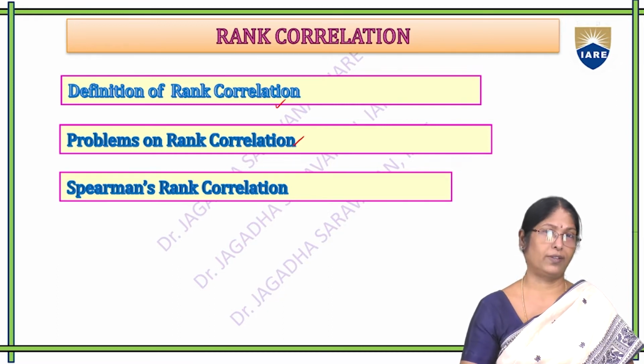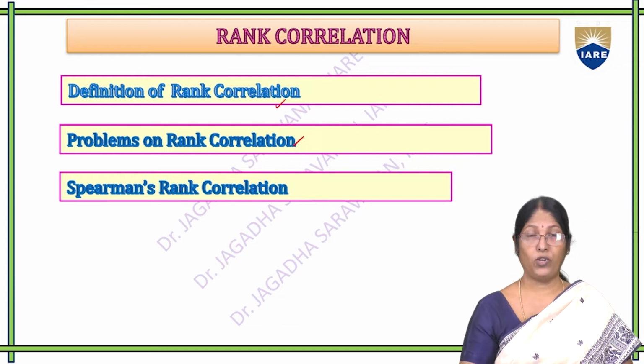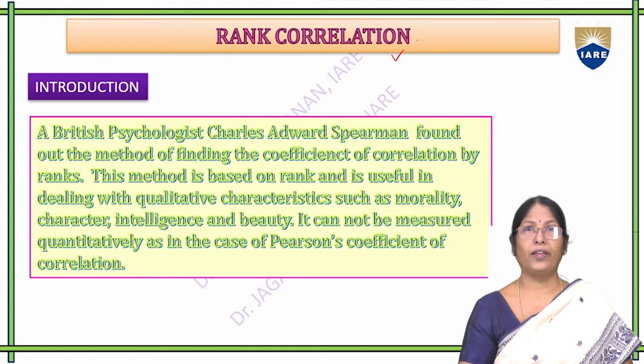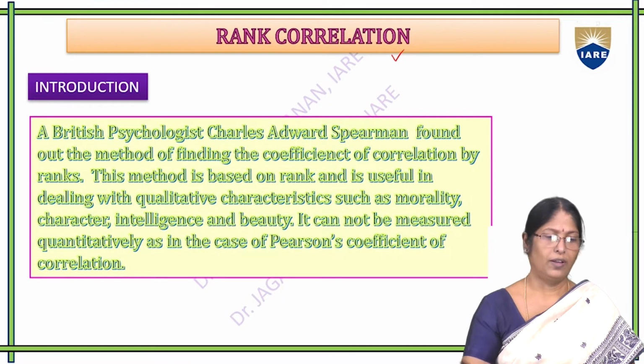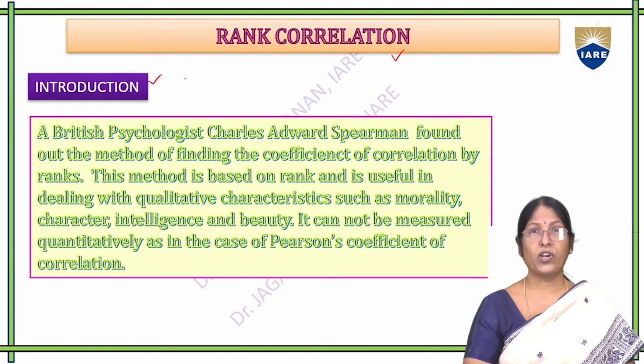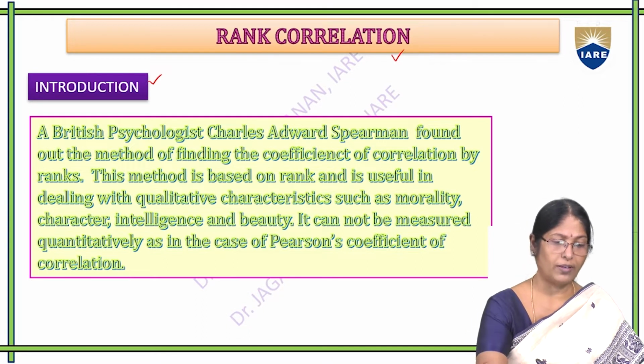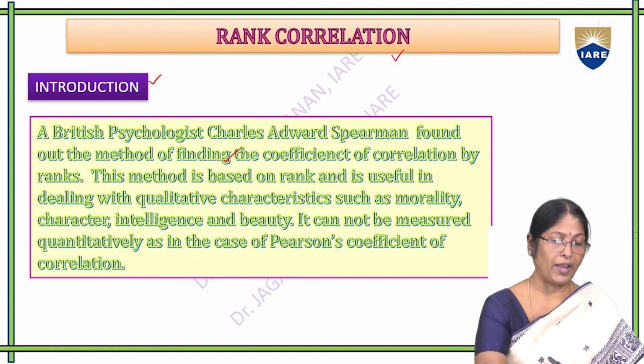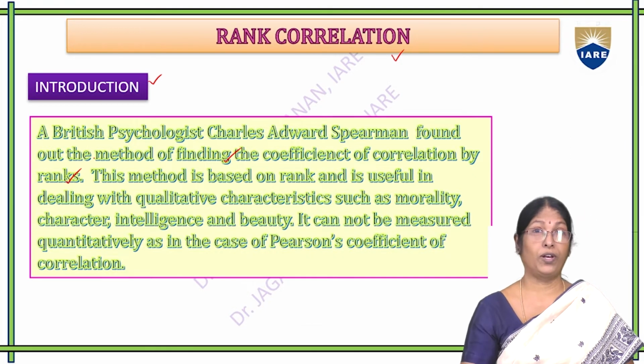Then the psychologist and mathematician Spearman defined the rank correlation. Based on that, we are going to do the problems. The first one is rank correlation. By way of introduction, it was the British psychologist Charles Edward Spearman who found the method of finding the coefficient of correlation by ranks. So he was the first person to introduce rank correlation.